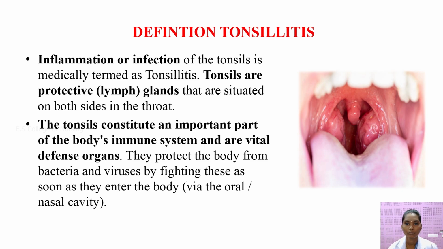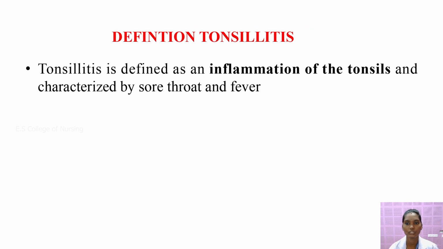Tonsillitis is infection and inflammation of the tonsil. It is one of the protective lymph glands that are situated on both sides of the throat. The tonsils constitute an important part of the body's immune system and are vital defense organs. Already I said it is a protective organ against unnecessary entering of virus and bacteria into the mouth. One more definition: tonsillitis is the infection and inflammation of the tonsil. It is characterized by sore throat and fever.